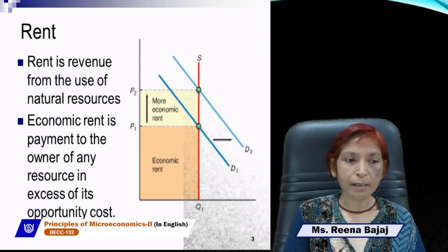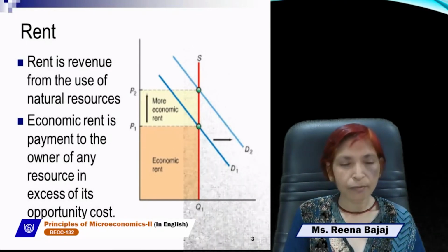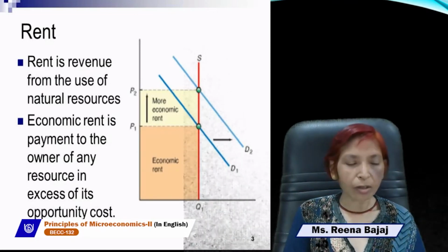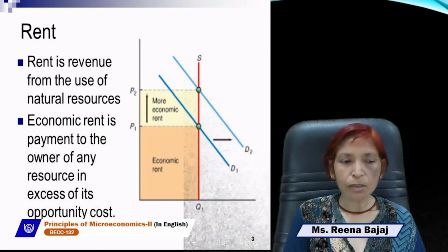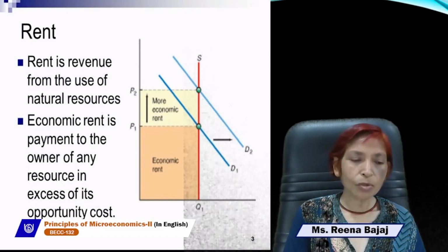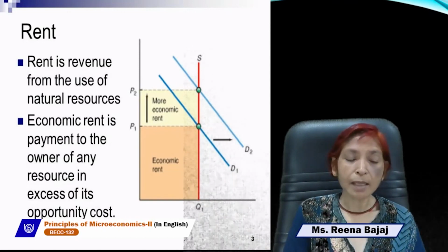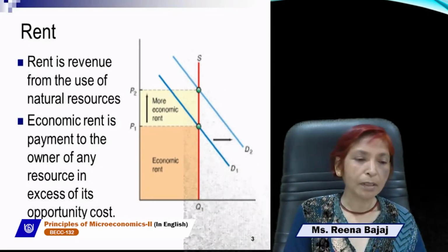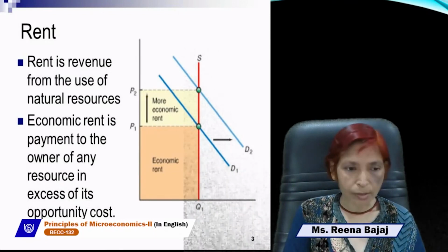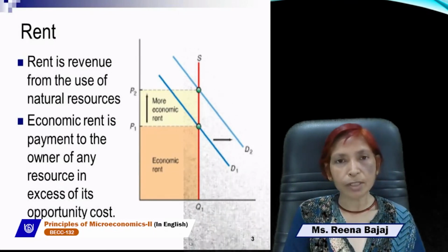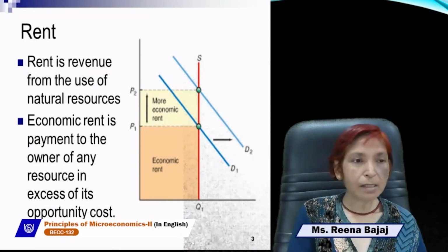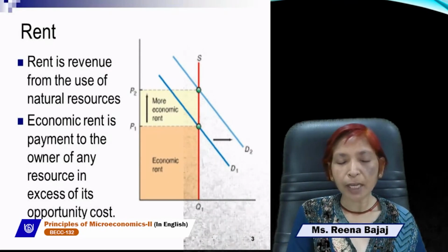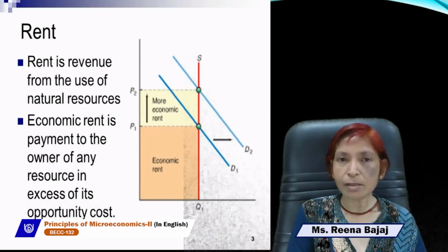So each and every factor takes reward in the form of rent. Economic rent is a broader concept presented by Mrs. John Robinson. Economic rent is the payment to the owner of any resource, whether it is land, capital, labor, any factor, in excess of its opportunity cost. That is called rent.